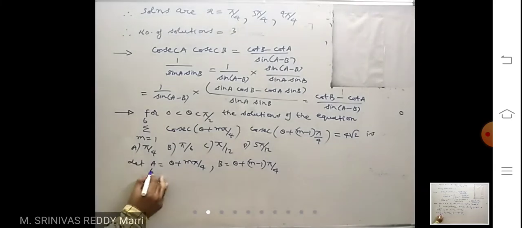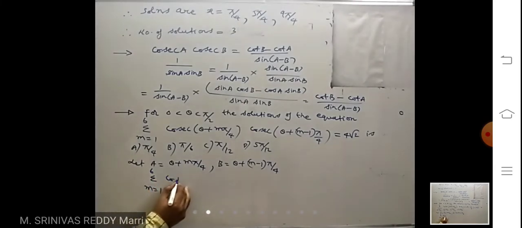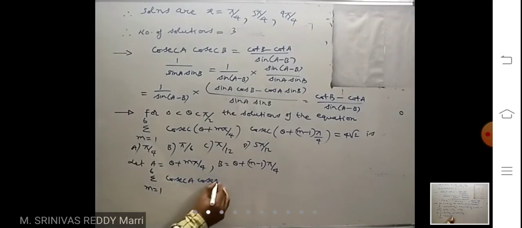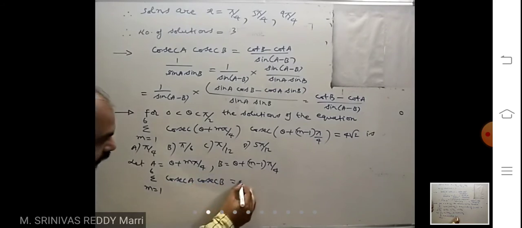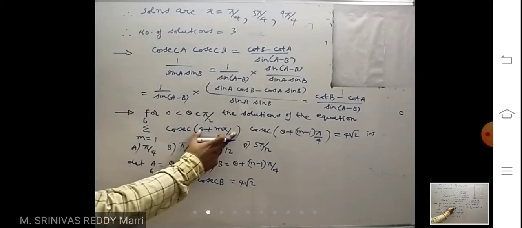Sigma m equal to 1 to 6, cosecant A into cosecant B equal to 4 root 2. This I have taken as A, this I have taken as B. Now I can use the formula I have derived: cot B minus cot A. Look, I am writing.